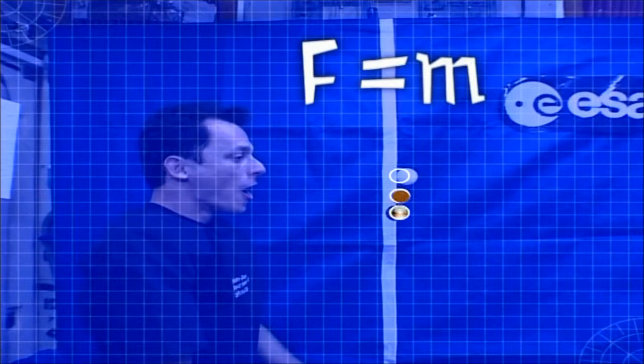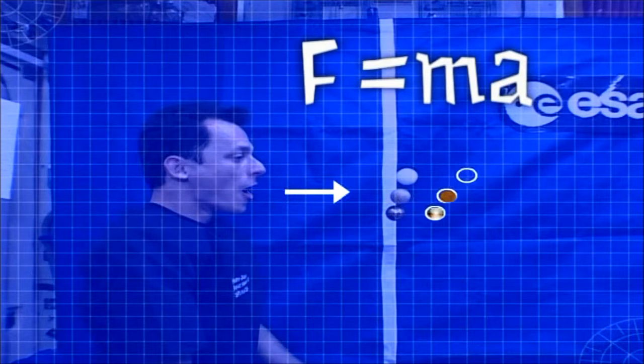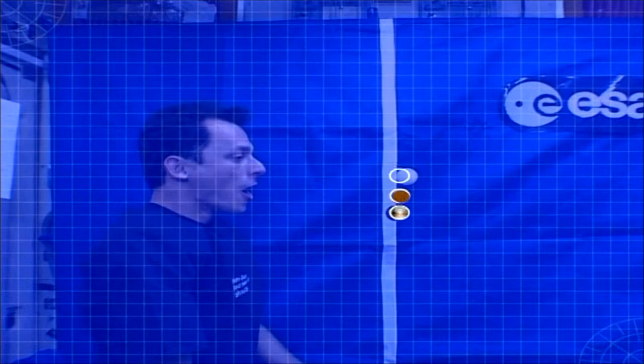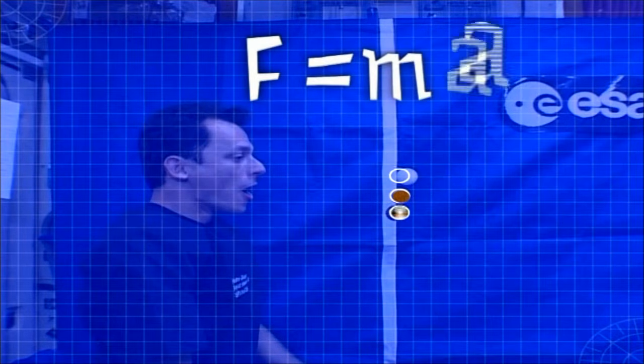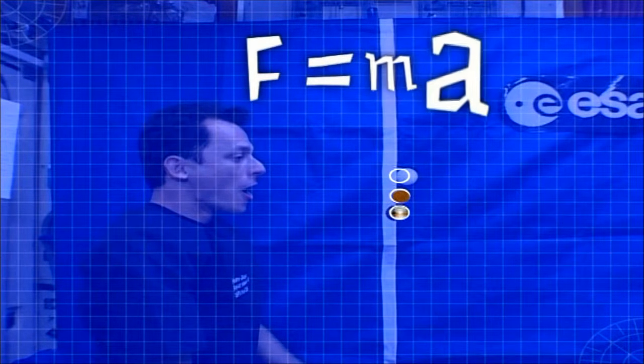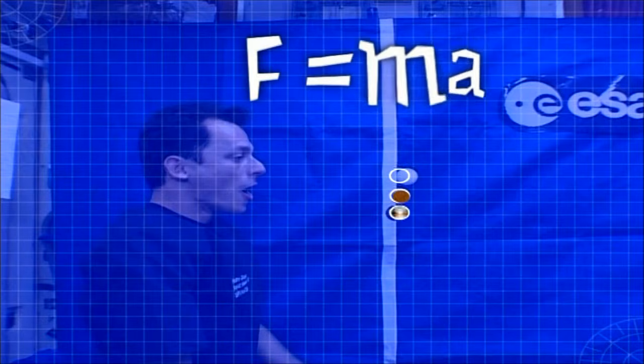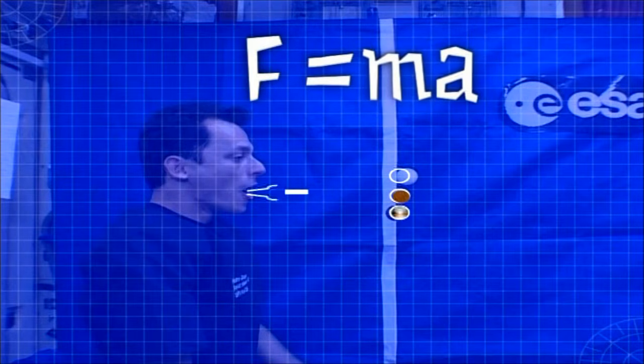The second law says there's a connection between force, mass, and acceleration. So, if you apply the same force to objects of different mass, they will accelerate differently. So, Newton's second law states that force is proportional to mass and acceleration. So the greater the mass, the slower an object will accelerate when the same force is applied.